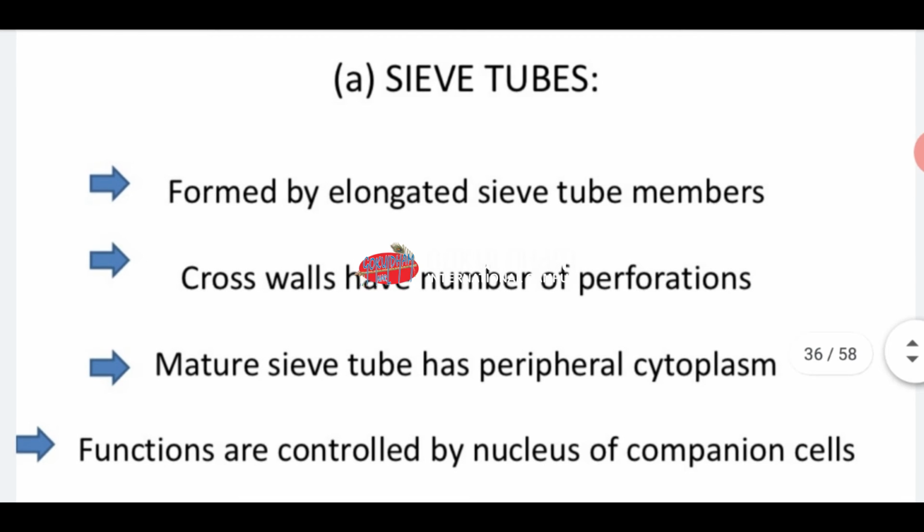The first type of cell which is present in the phloem is the sieve tube. It is formed by elongated sieve tube members. जो sieve tube होती है वो sieve tube members से बनी होती है. The cross wall has a number of perforations, means जो cross wall होती है उसमें number of perforations present होते हैं, and the mature sieve tube has peripheral cytoplasm, and its functions are controlled by the nucleus of the companion cell. मीन्स जो sieve tube का फंक्शन होता है वो कंट्रोल्ड बाय द न्यूक्लियस ऑफ कंपेनियन सेल.